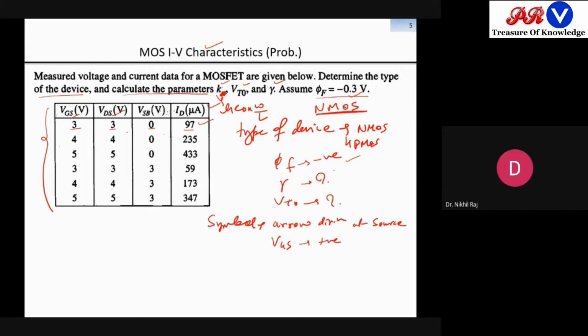So the first resemblance is from phi f. Phi f is negative means it is definitely an NMOS, because the surface potential, that Fermi potential, is negative. But other than that, we can identify it from VGS values. If you see a positive VGS, and in the positive VGS some current is flowing, this means it is an NMOS device. For PMOS it is negative VGS that gives me the current value. So definitely it is an NMOS device. So the type of MOS is NMOS. Now comes the calculation of parameters.